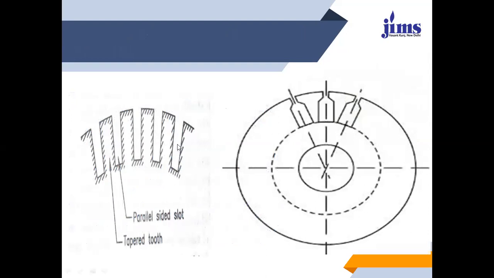This indicates that there is a parallel side slot and a tapered tooth. The inner part is called the tapered tooth, and this is the parallel side. We find that on the stator side the conductors will be placed on this side, and this is the rotor side, where the rotor is aligned, and each slot is linked with this one.